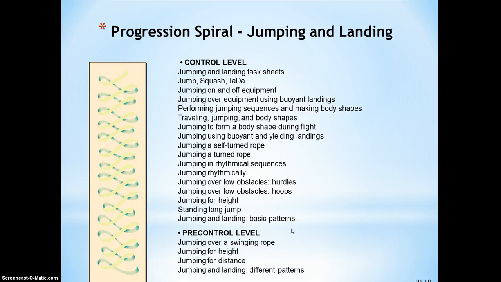2 people would swing the rope back and forth. That child would try to jump when the rope comes in their direction. And then finally, jumping for height and distance, and then different patterns of jumping and landing. So this should give you a better understanding of how a child develops when we talk about the skill theme of jumping and landing.